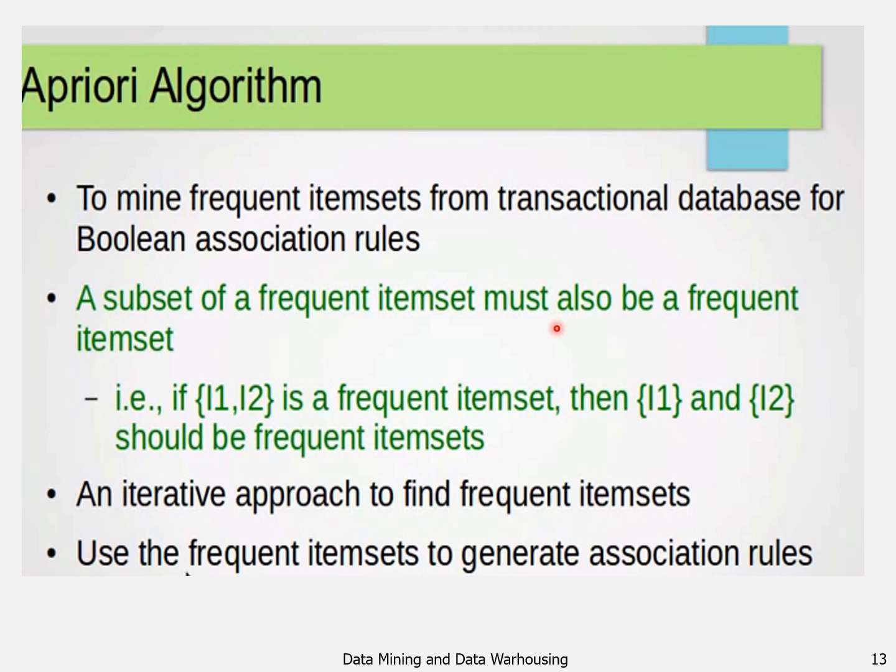Now, we identify item sets using an iterative approach, which means that we will be running loops. Once we identify frequent item sets, we will use these frequent item sets to generate association rules.